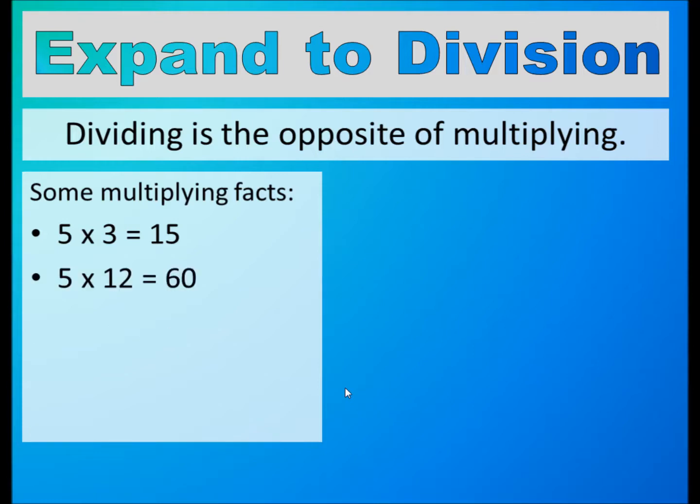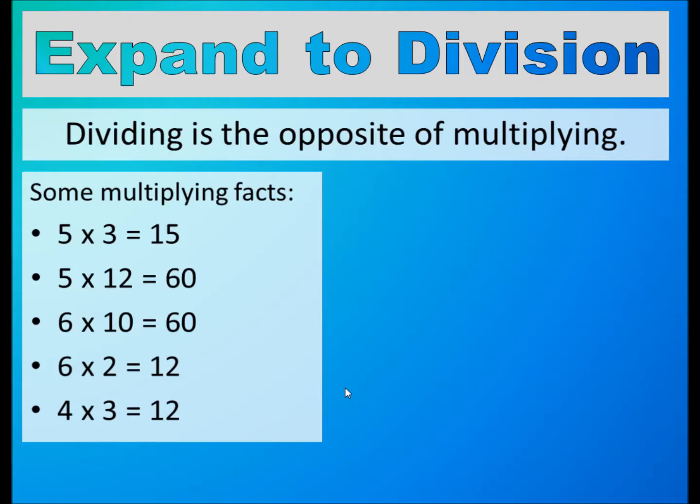5 times 12 is equal to 60. 6 times 10 is equal to 60. 6 times 2 is equal to 12. 4 times 3 is equal to 12.